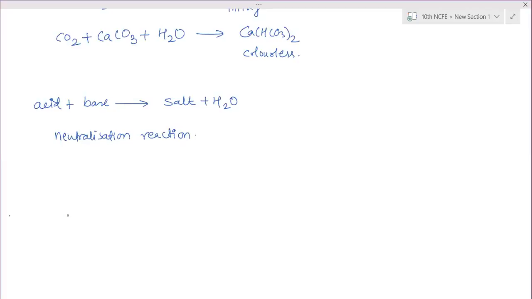Ma'am, when H+ ions of the acid combine with OH- ions of the base, they form water, and this is known as a neutralization reaction. Yes, water is neutral. So H+ ions of the acid combine with OH- ions of the base to form water, which is neutral. Therefore it is called a neutralization reaction.